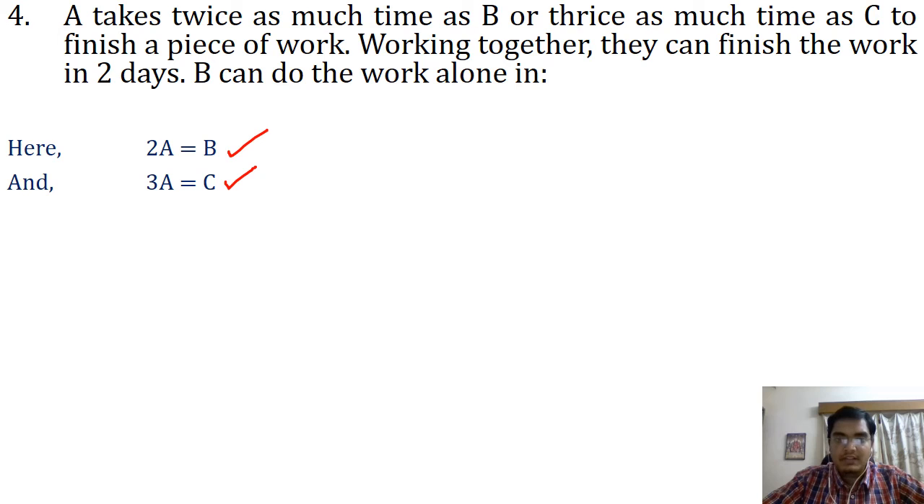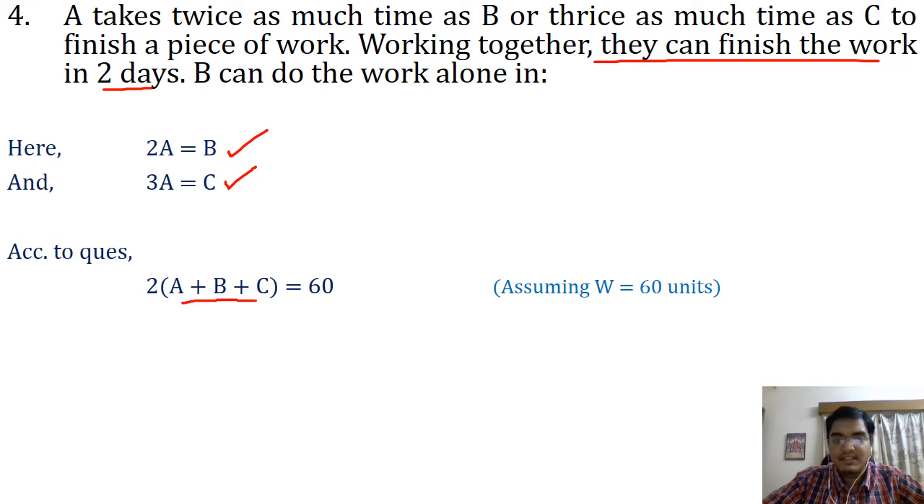And our third equation, we'll get it from here. Working together, they can finish the work in 2 days. So what we know is A plus B plus C, this is their 1 day work. And if we multiply this 1 day work by the number of days they require to complete the work, what we'll get is the total amount of work, right?